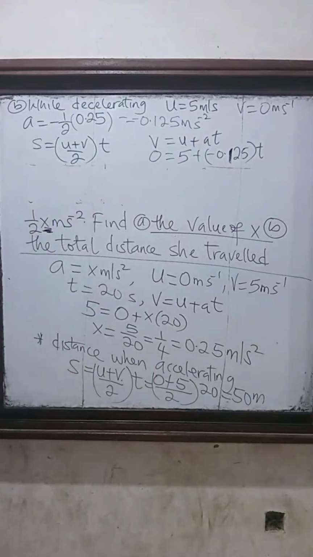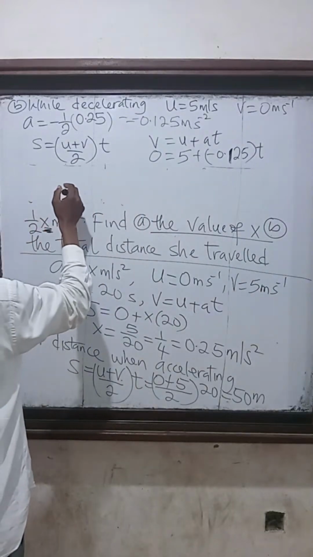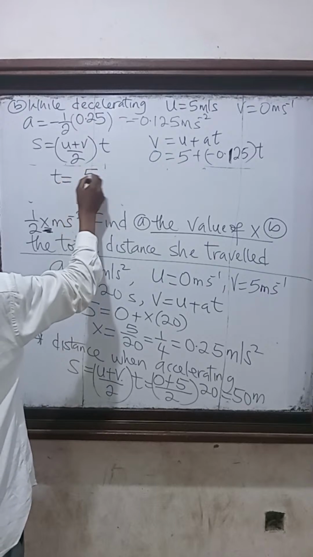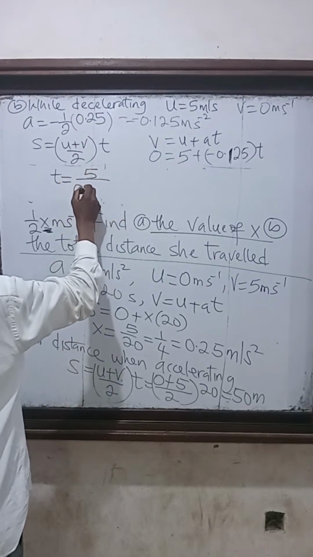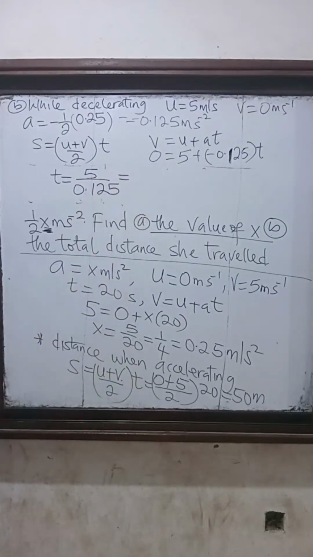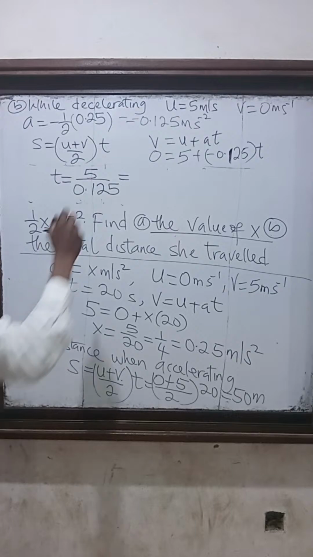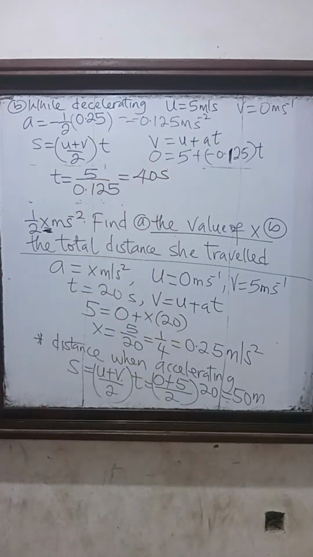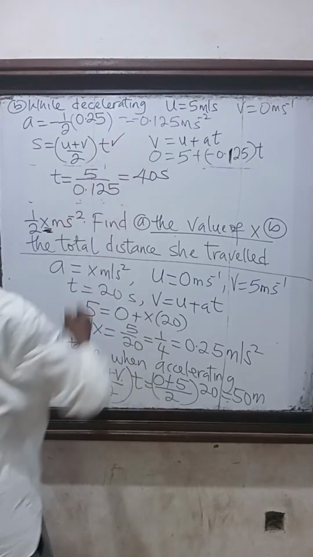So if you make your t the subject, that will be t equal to 5 over 0.125. Okay, take your calculator and let's get the value. I think that will give you 40 seconds. Then after that, you can now get the distance. You can come back here and get the distance.